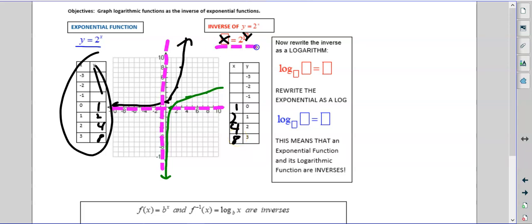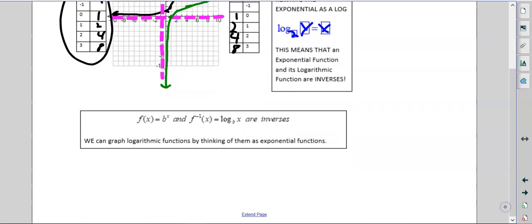So we're going to rewrite this one, notice it's in red, as a logarithm. So again, 2 to the y, so 2 to the y equals x. And here we have the blue one here, 2 to the x equals y. So that means an exponential function and its logarithmic function are inverses. Again, the x and the y switch. Okay, so we can graph logs by thinking of them as exponential functions.